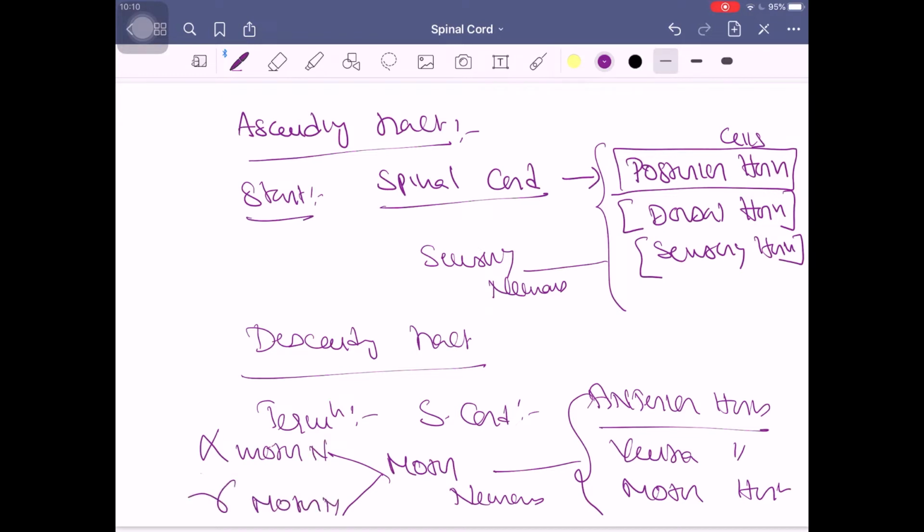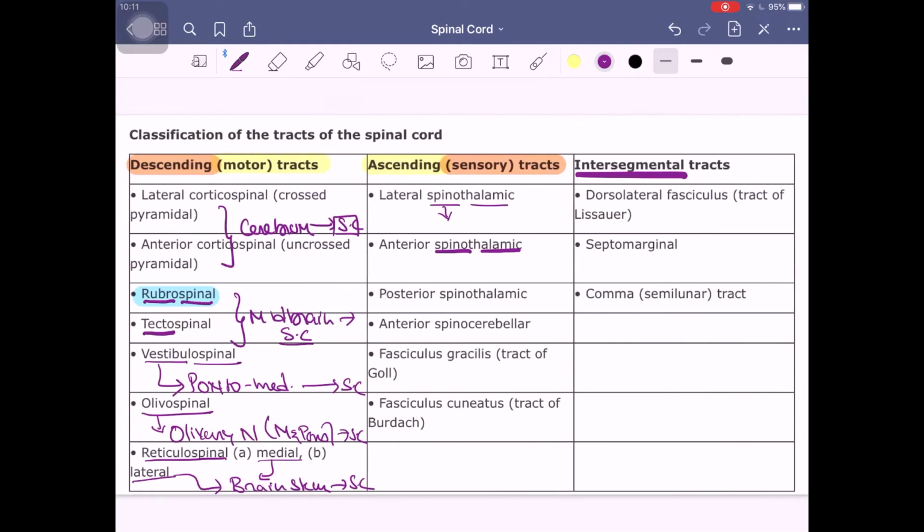So these are the ones, and almost 70 to 80% of them are alpha motor neurons. All the descending tracts come and synapse over this one, and the ascending tracts will start from here, from the sensory neuron, and they go up. So this is what you have to remember.